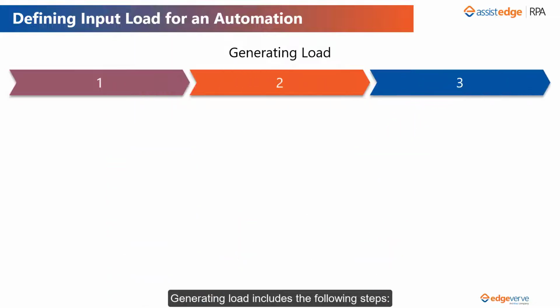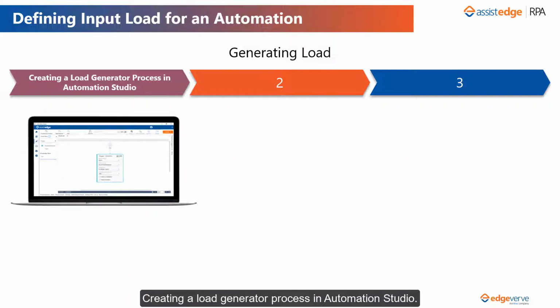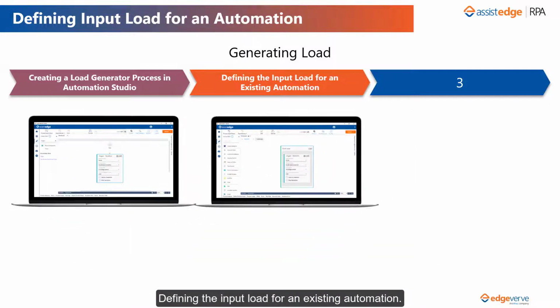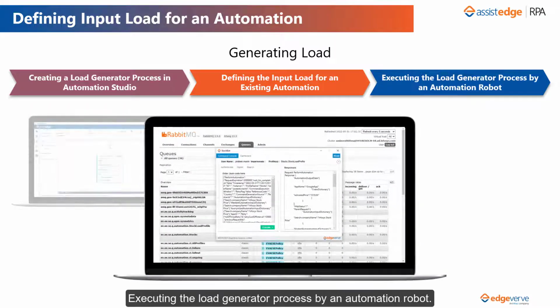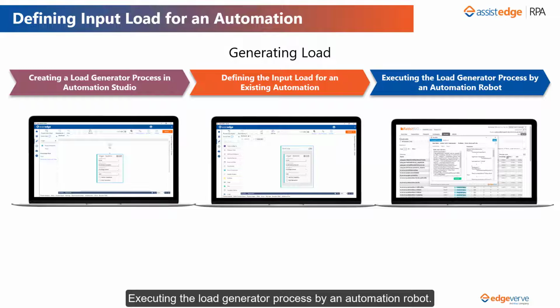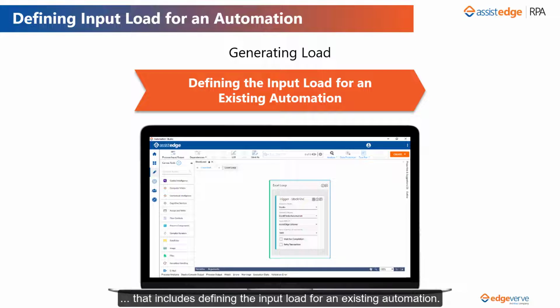Generating load includes the following steps: creating a load generator process in Automation Studio, defining the input load for an existing automation, executing the load generator process by an automation robot. In this video, we will understand the second step of load generation, that includes defining the input load for an existing automation.